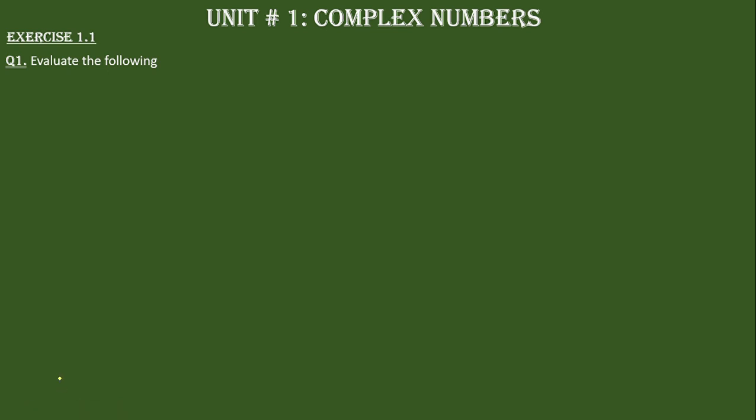Today we are going to start exercise 1.1 of National Book Foundation. Exercise 1.1 of complex number. In question number 1 we are asked to evaluate the following. So first of all we are given with iota raised to power 23.